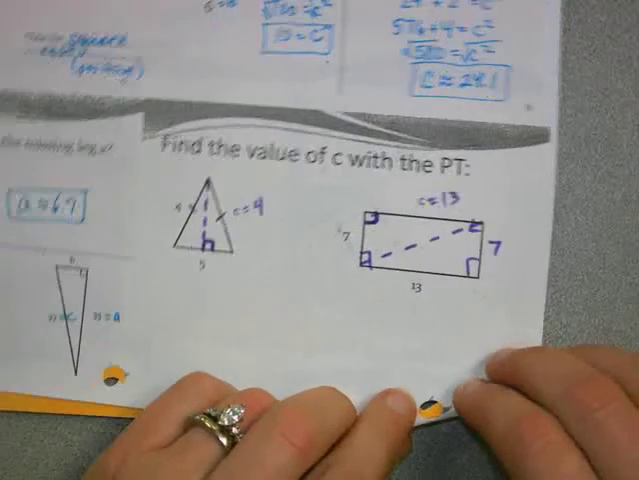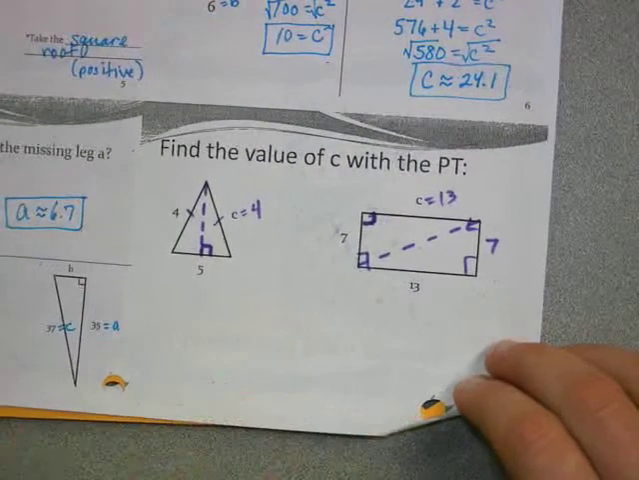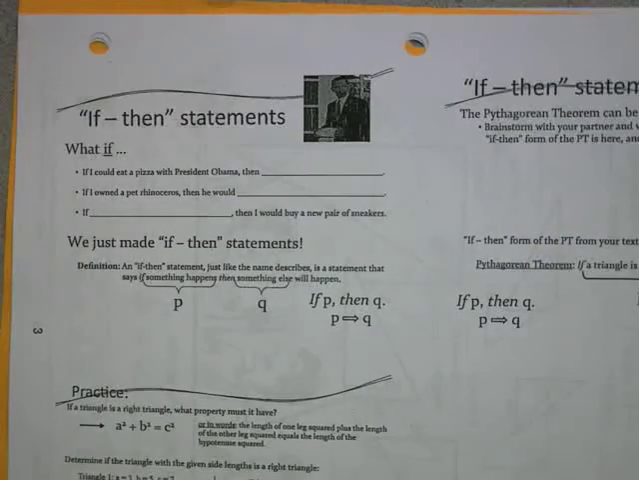Okay, so let's talk about if-then statements. You're going to fill in some if-then statements in your own words here. So it says, what if? If I could eat a pizza with President Obama, then, I don't know, you decide what it is. Maybe it's, I would be happy. I would make sure it had mushrooms on it. If I owned a pet rhinoceros, then he would wreck my house. If blank, then I would buy a new pair of sneakers.